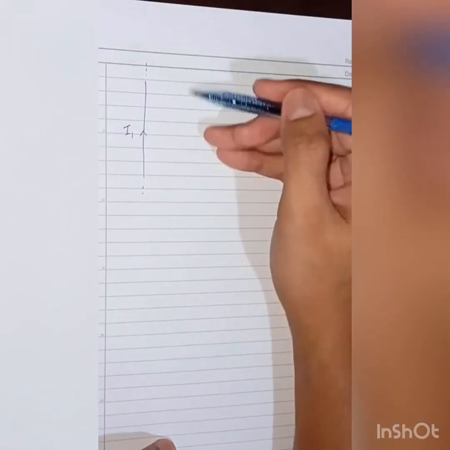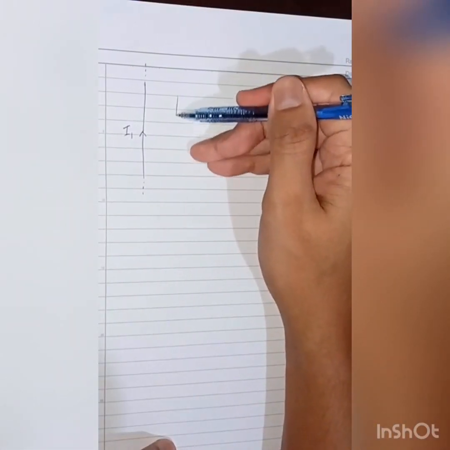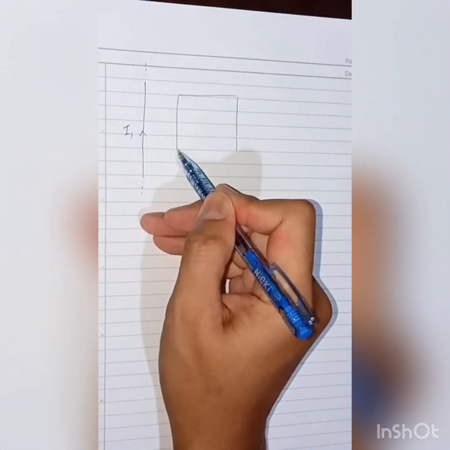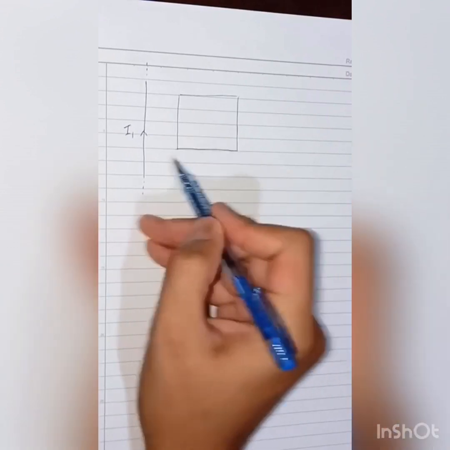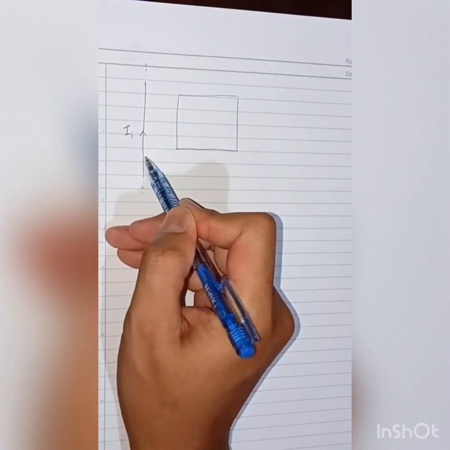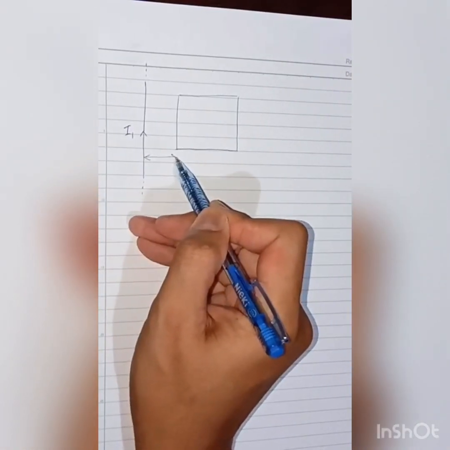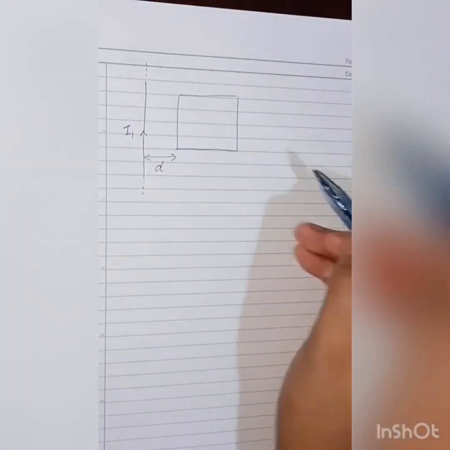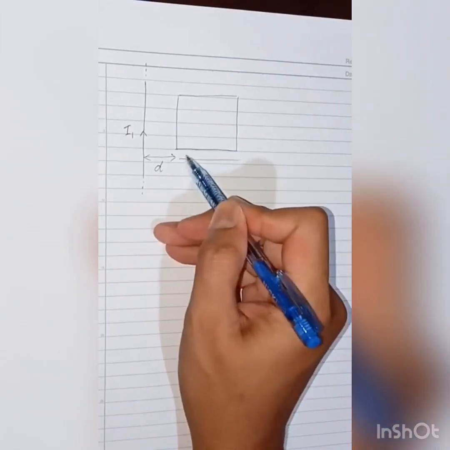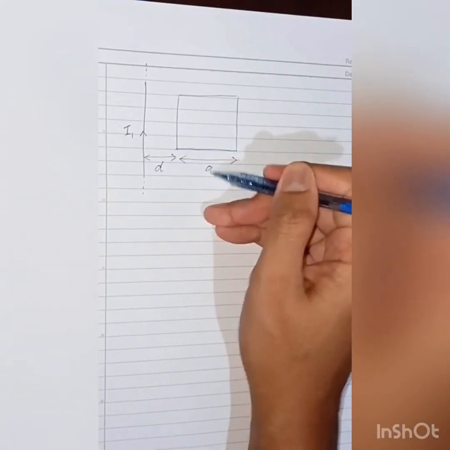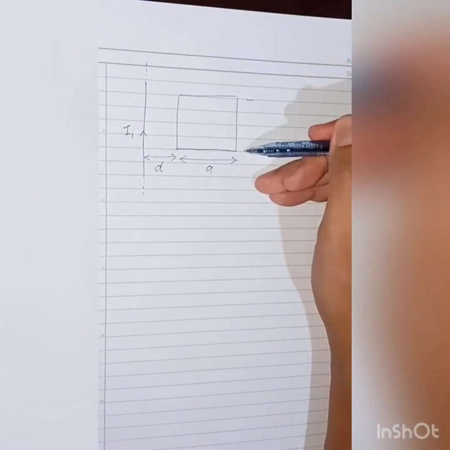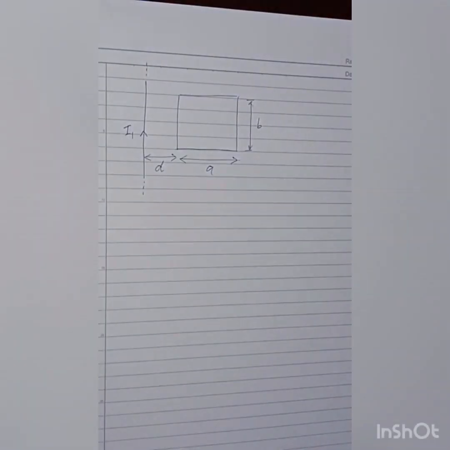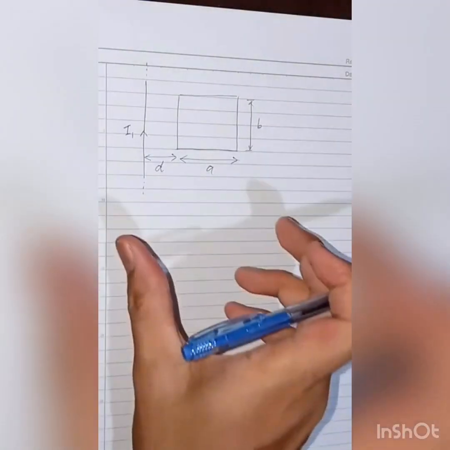Let's say this rectangular loop is positioned at a distance d from the line current, and it has a width, let's say A, and a height, let's say B. So guys, this is actually from the front view.